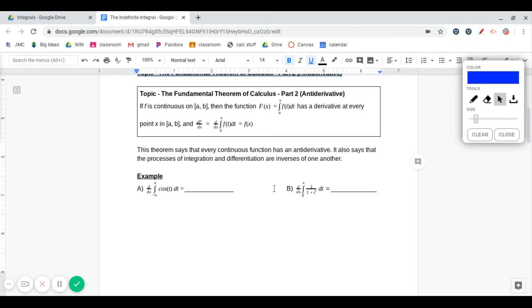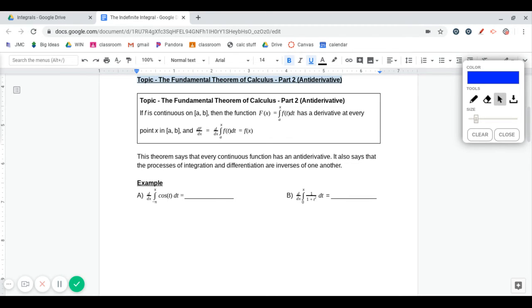So, for example, using this part 2, the derivative of the integral from negative pi to x of cosine of t dt is going to be cosine of x, because we're taking the derivative of the integral of something. And we can prove it using the fundamental theorem of calculus from last week.